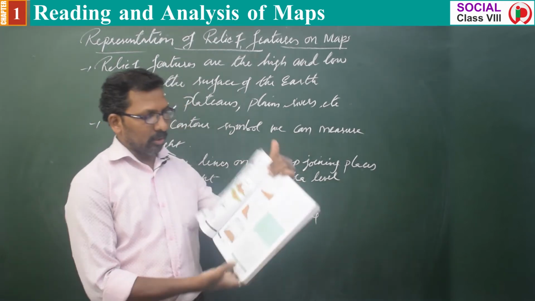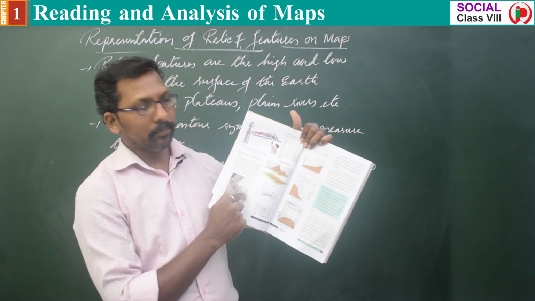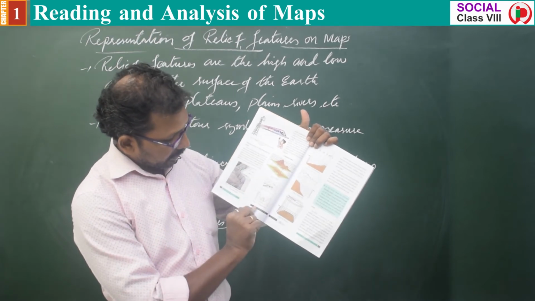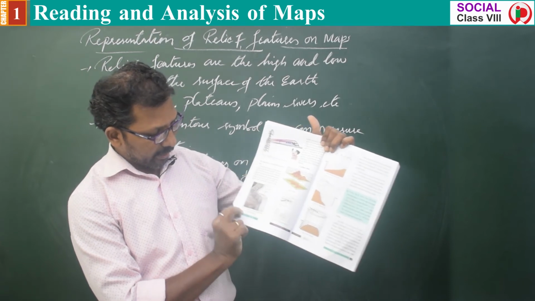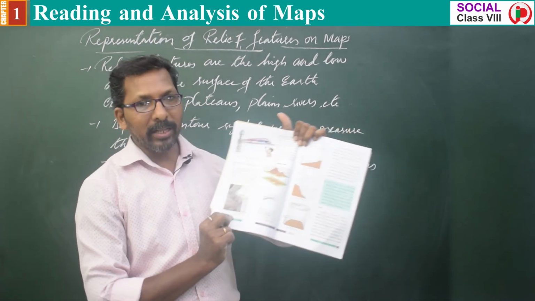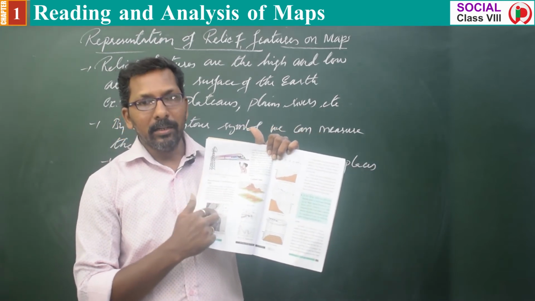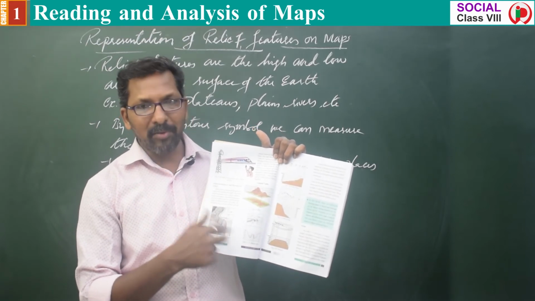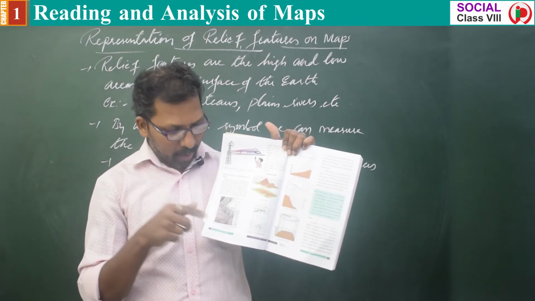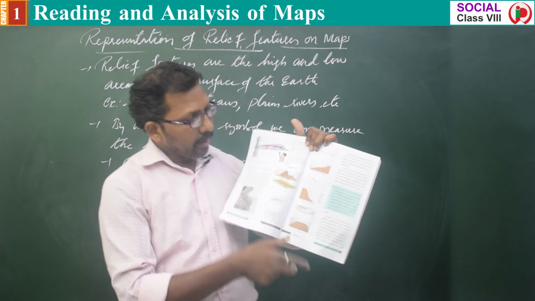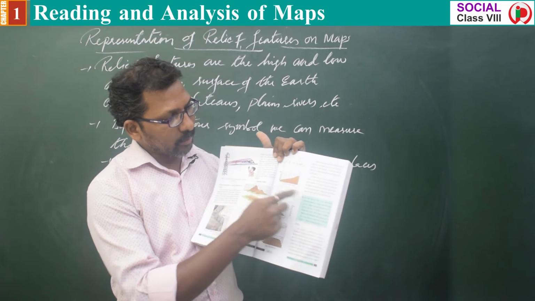Now you can see in the pictures given here, there are so many pictures of contour lines. The first one is hills. In the second one, you can see the V-shaped valley. Then the isopleth map. So what is an isopleth map? These areas are distributed in different ways, so they are marked by different lines.